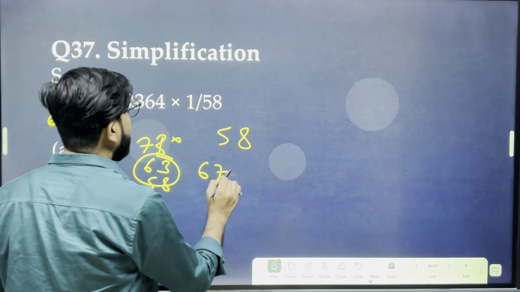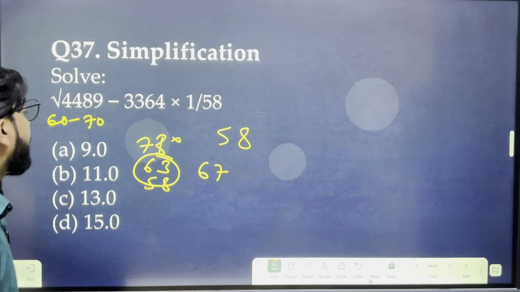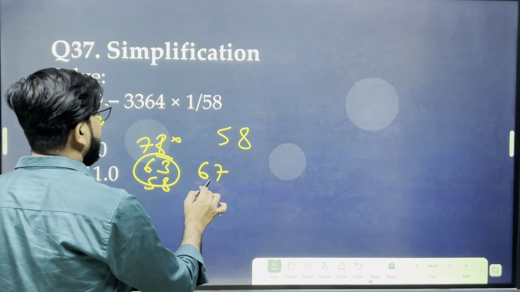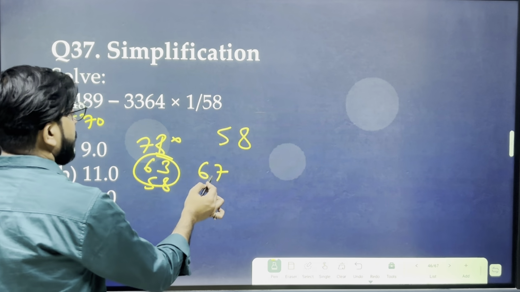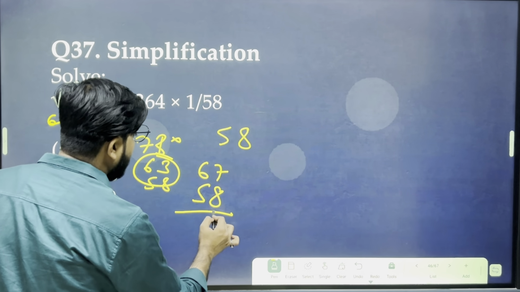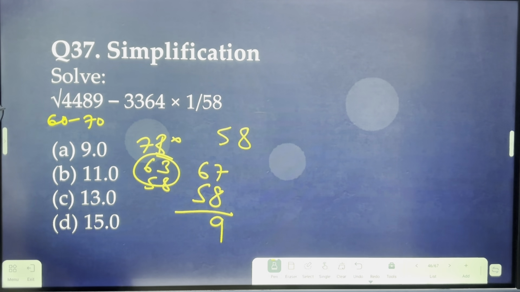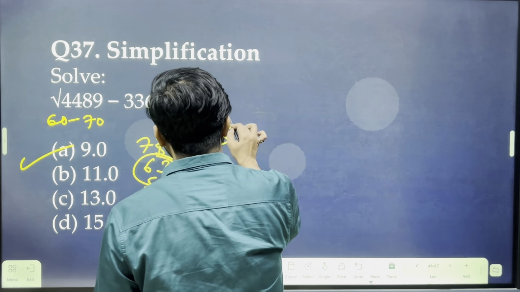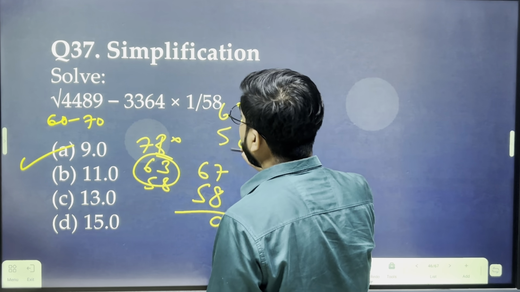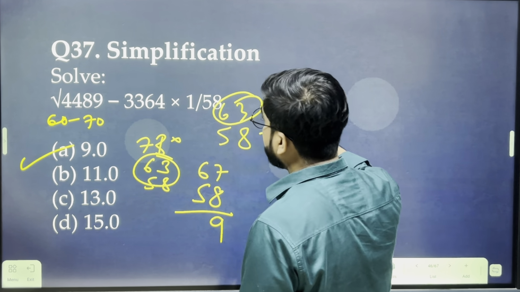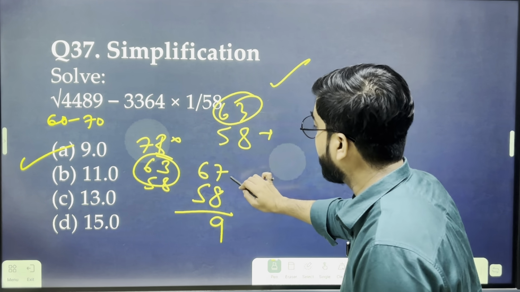67 is also possible. Why? Because 7 into 7 is 49. So 9 is also here. So it probably will be 70 minus 8. 9 is the answer. Because if we minus from this, we do not have. And even this is not the square of 44, 89. This could be.